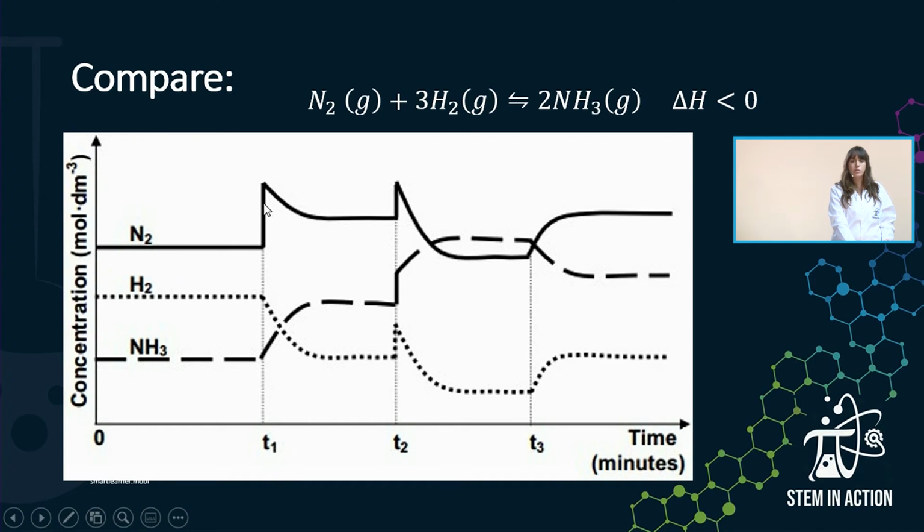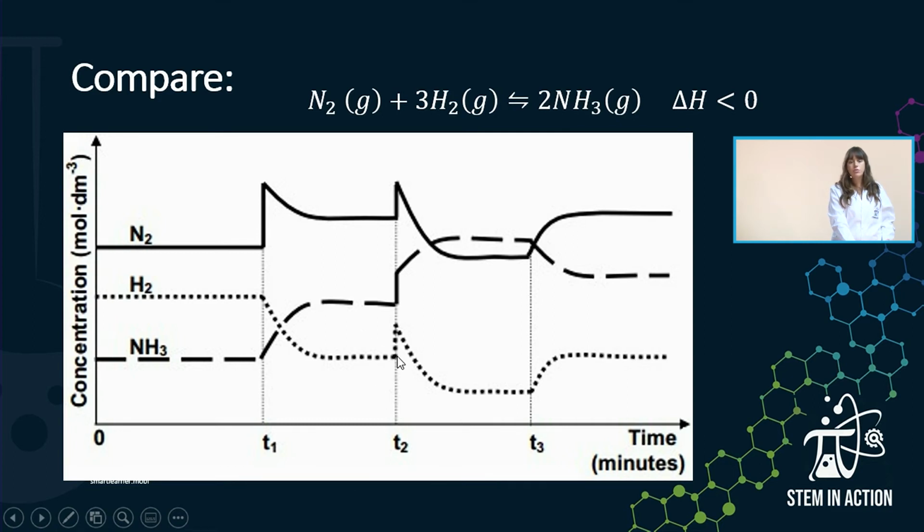Because of this change, the equilibrium will shift to use up this extra nitrogen, and so the forward reaction will be favored, and so we'll see a decrease over here in nitrogen as well as our other reactant, hydrogen. We can also see a decrease there. And because it's a forward reaction being favored, we are producing more of our product, ammonia, and so we see an increase over here of ammonia. The equilibrium is then re-established. We can see that the concentrations get back to a level where they are all constant, and so we have re-established our equilibrium.